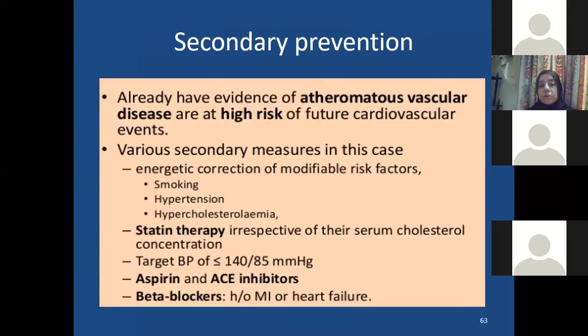The people who have this are at high risk of developing future cardiovascular events. There are various secondary measures that we can work on. Prevention measures such as smoking cessation, hypertension reduction, hypercholesterolemia control. Statin therapy, the target should be having pressure of less than 140/85 millimeters of mercury. Aspirin and ACE inhibitors. Beta blockers can also be effective.